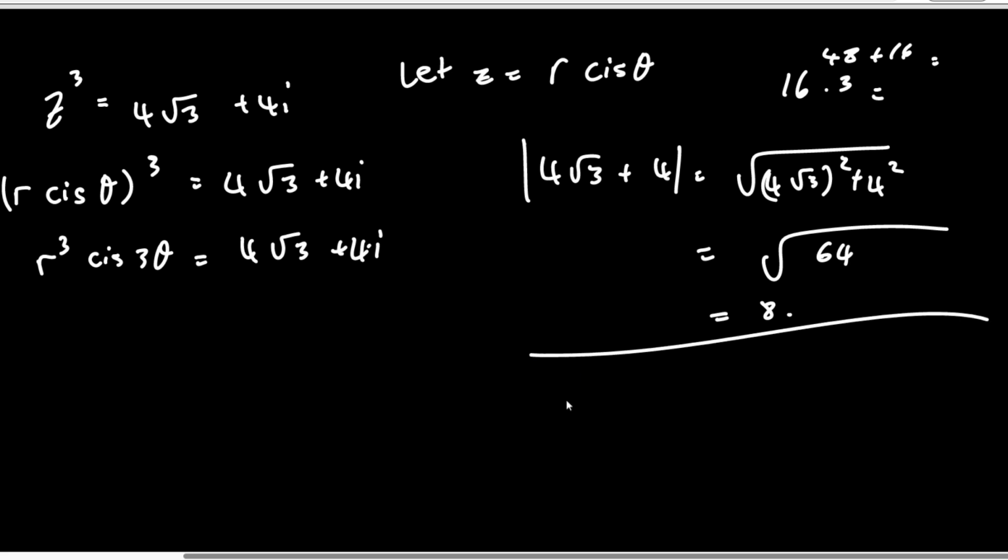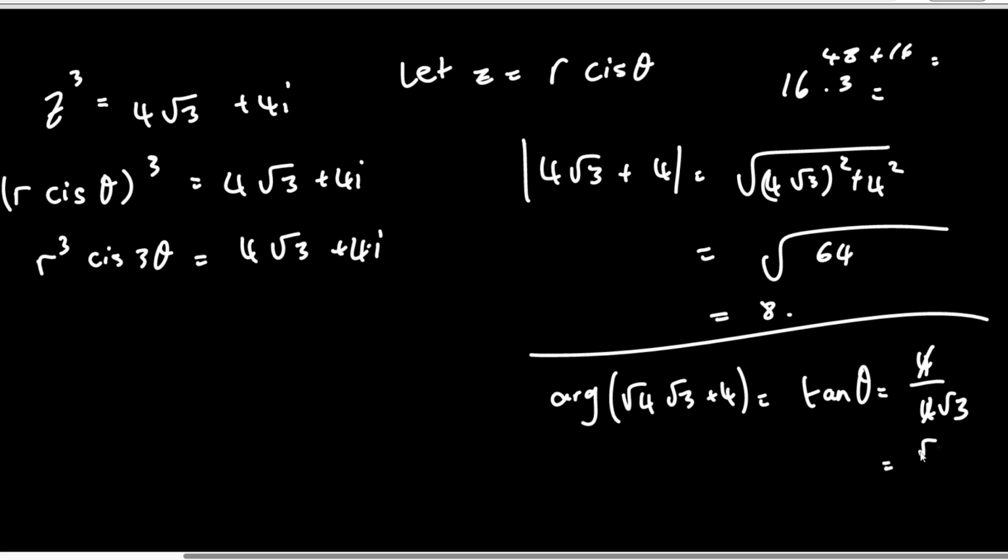And now let me find the argument as well. So the argument of 4 root 3 plus 4i, that's simply going to be tan of theta is going to be 4 over 4 root 3. These ones cancel out, so that becomes root 3 over 3 for tan of theta. So that means, if I use the inverse, theta is pi over 6. Okay, cool.